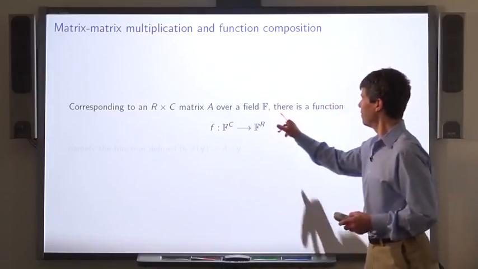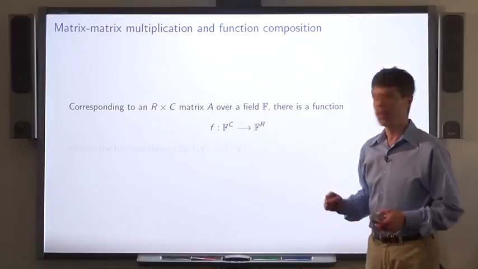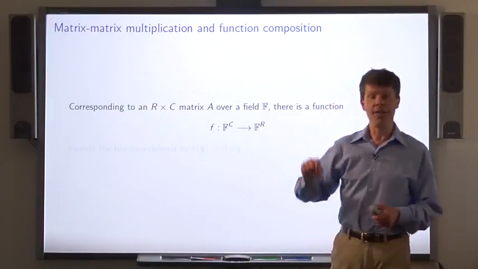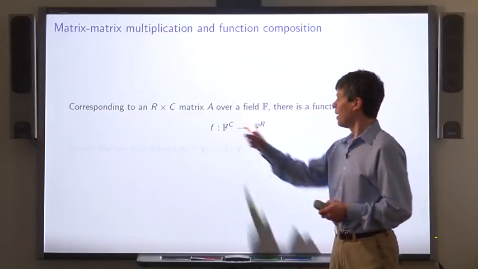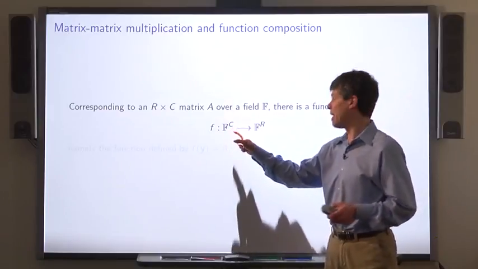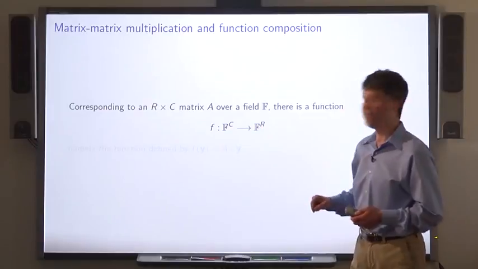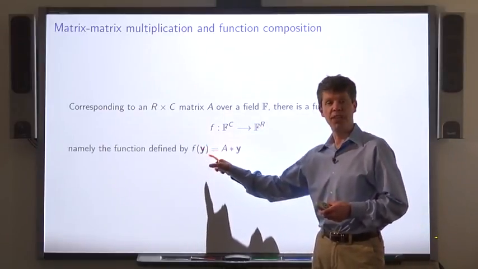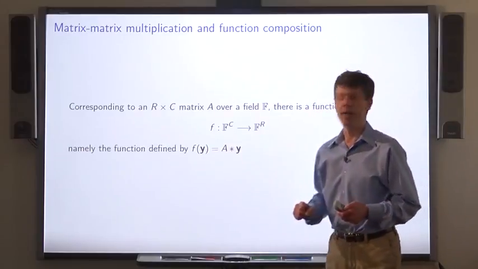Corresponding to a matrix, there's a function. If the matrix is an R by C matrix, then the function maps F^C to F^R for some field F. And the function is the function defined by the rule: f applied to a vector y is A times y.